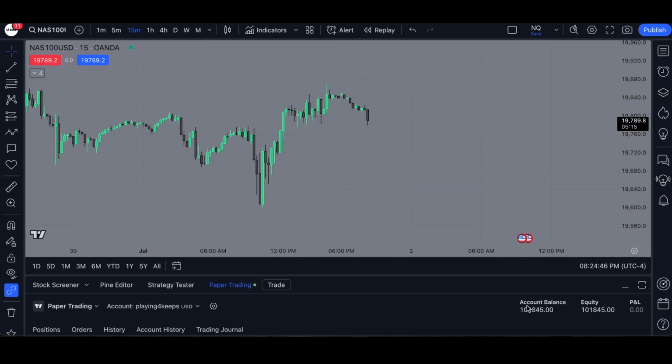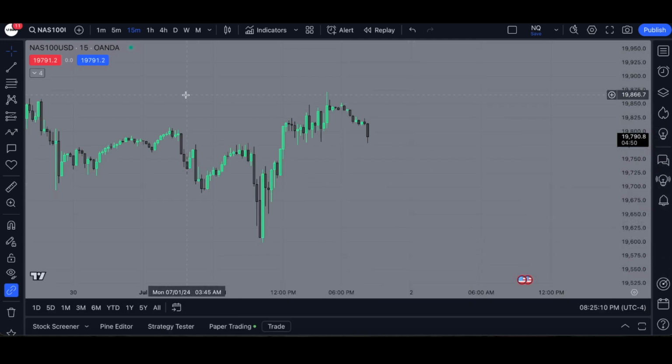As you can see, you have your account balance, your equity, and your P&L, which is how much you've made or lost. We can collapse this, and now these two buttons became available to press. There are two things you can do when trading. You can sell the market, which means you're expecting the market to go down, or you can buy the market, which means you're expecting the market to go up.